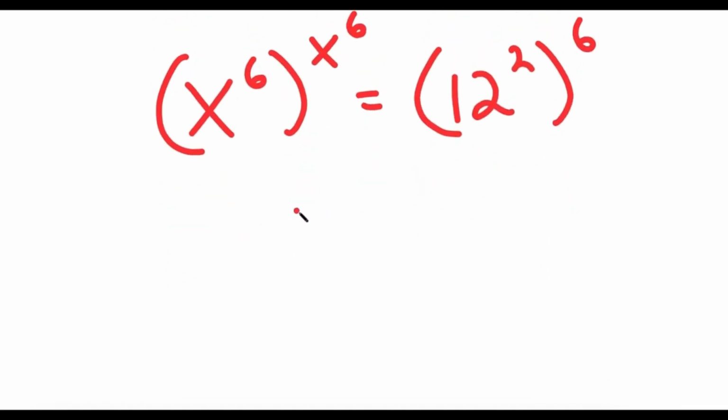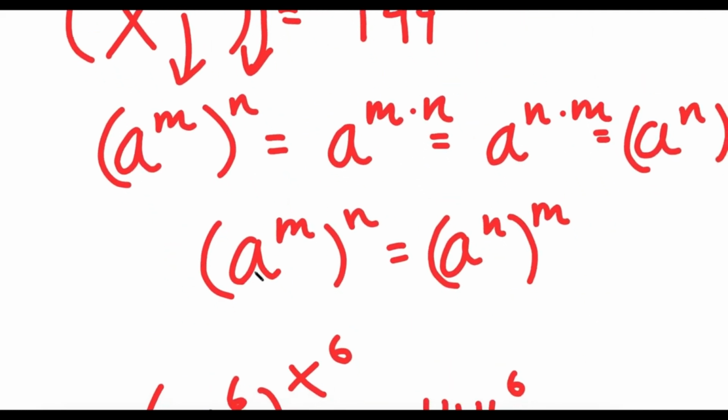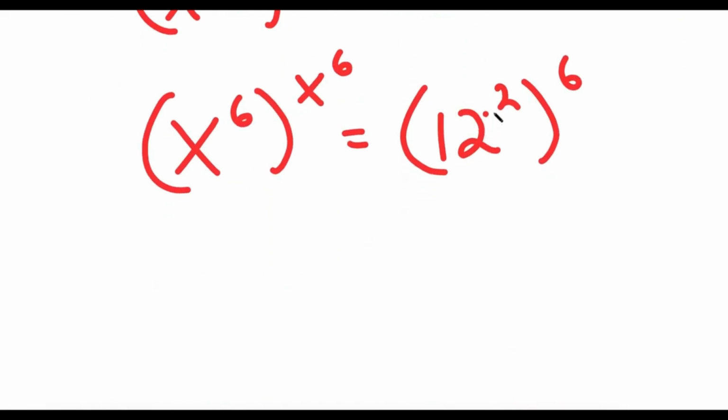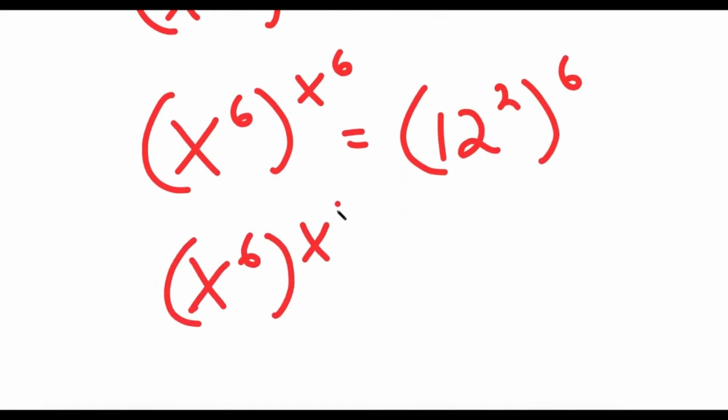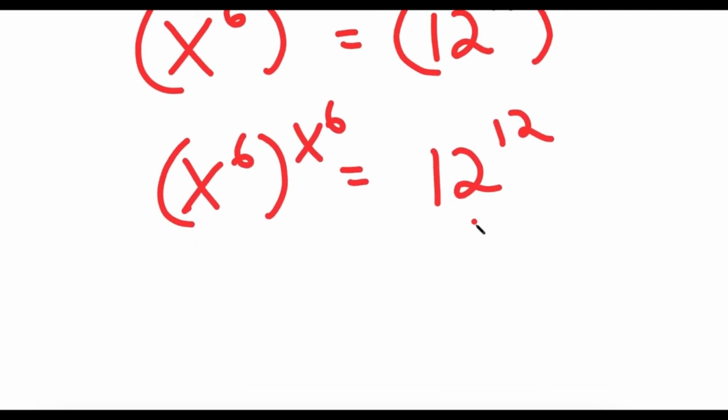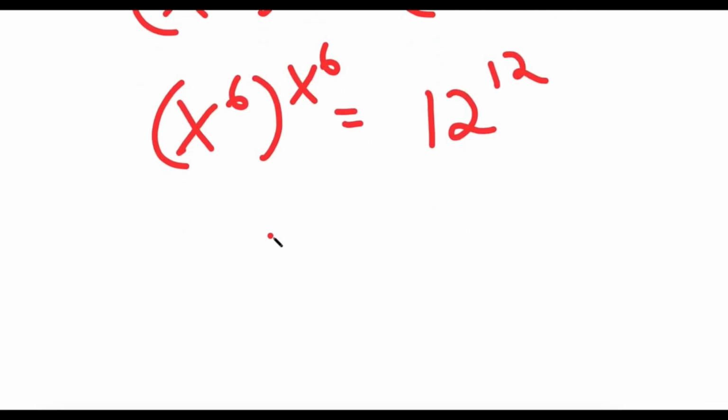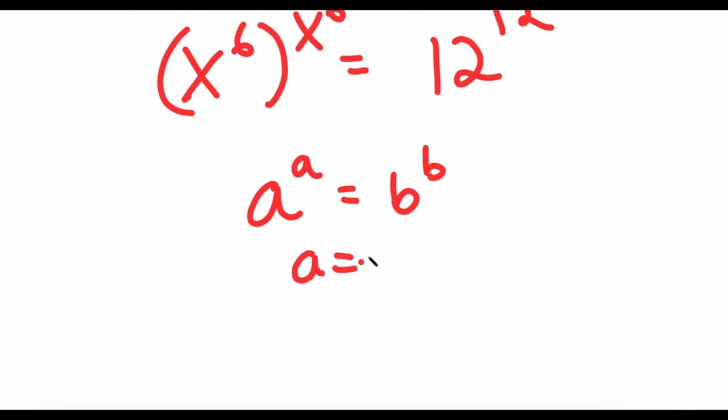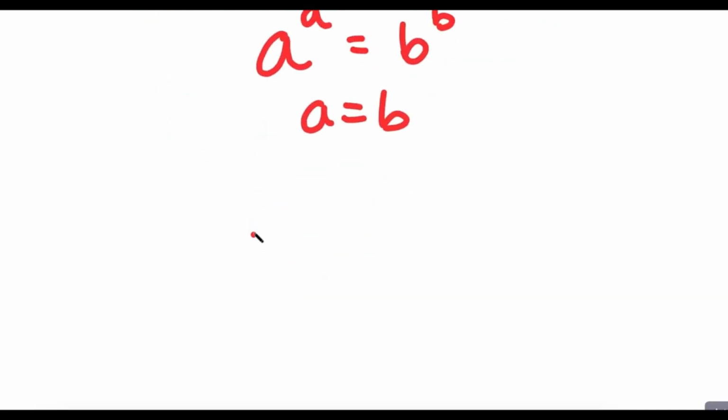And remember, if I have something in the form a to the power of m to the power of n, this is equal to a to the power of m times n. So 12 to the power of 2 to the power of 6 is going to equal 12 to the power of 2 times 6, which is 12 to the power of 12. And now, my final step is that if I have something in the form a to the power of a is equal to b to the power of b, this means that a equals b. So in this case, x to the power of 6 is equal to 12.